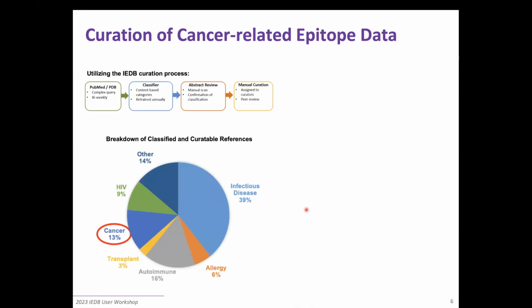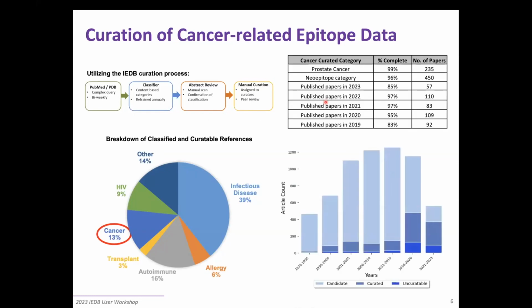As you can see here, of all the papers we have identified as containing epitope data, 13% are related to cancer. And in this table, we have a breakdown of what has been curated so far. Prostate cancer and neoepitope papers are the two categories we started with, actually, so these are almost complete. I have to mention, though, we will probably never fully reach 100%, because new papers are being published and then added to the curation queue.